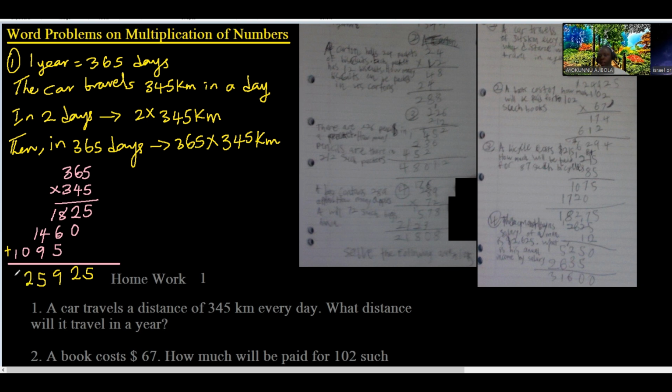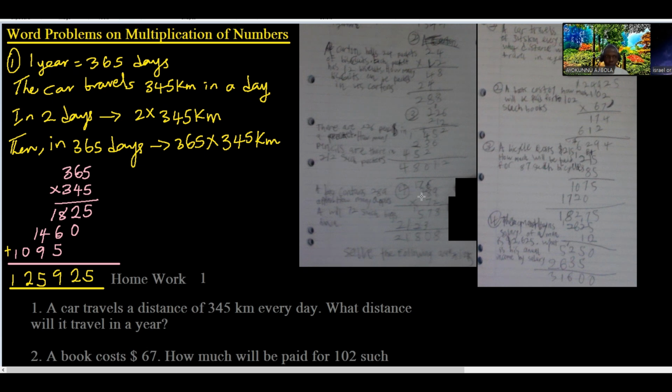So that means in one single year, the car, provided that it travels all of 345 kilometers every day, then it's going to travel 125,925 kilometers in one year.